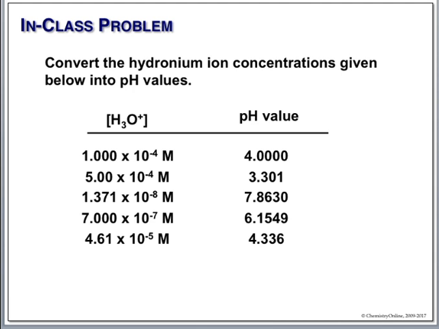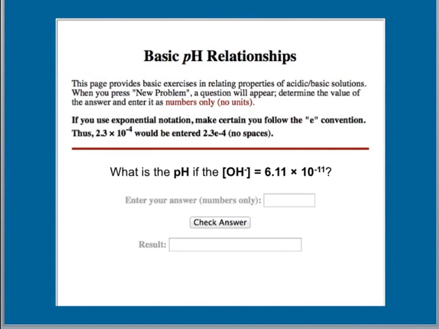Now, of course, there's a tutorial for this, right? There are a couple. Basic pH relationships. I think it might be called pH 1. Could be called pH 2, I don't remember. But it's one of those. What is the pH if OH minus is 6 times 10 to the minus 11?